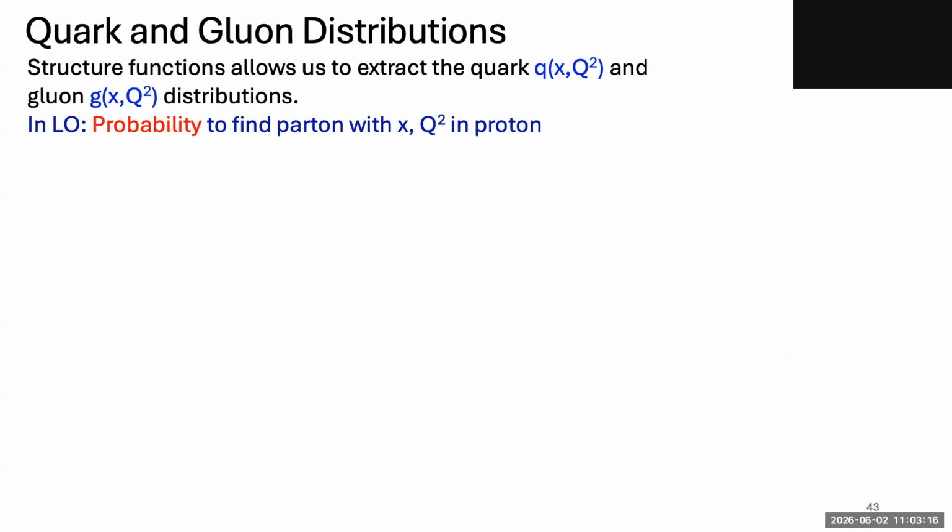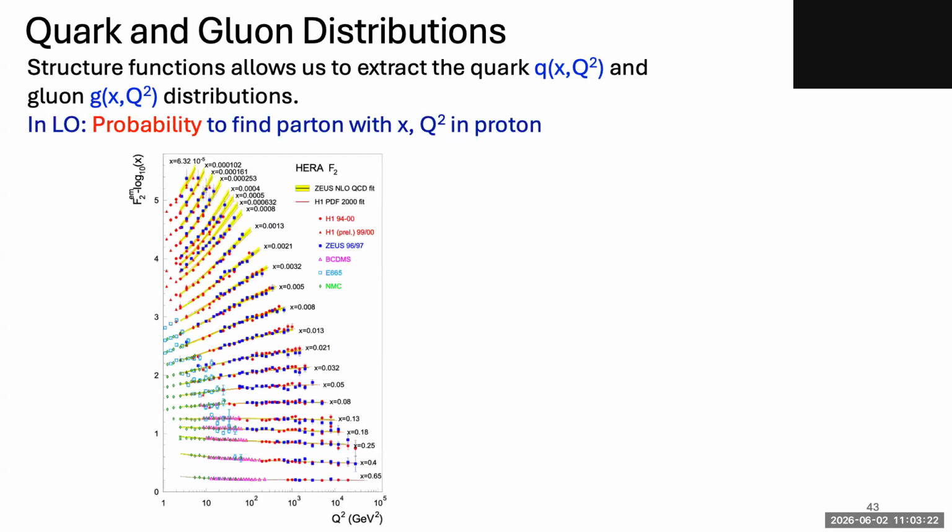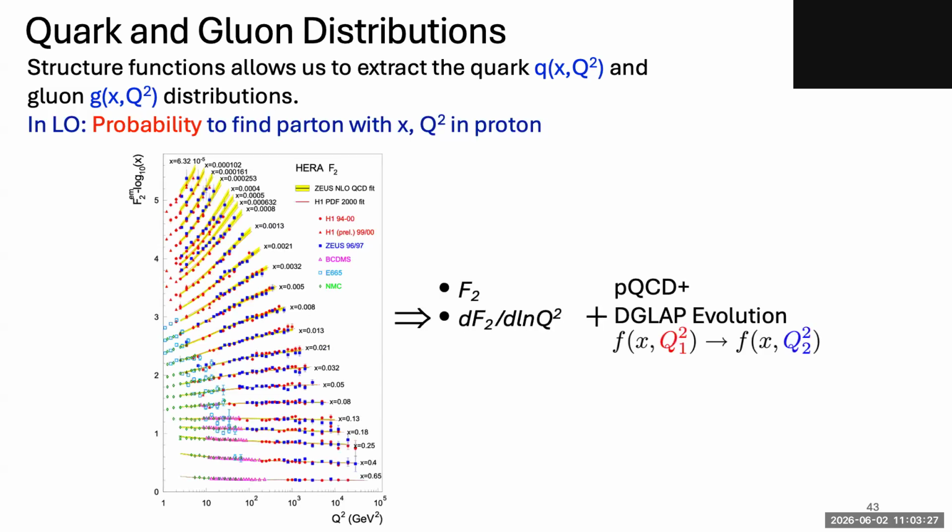The gluon and quark distribution at leading order is the probability to find a parton in the x and Q squared phase space, and this is F2. As I said, I'm repeating myself, this is described by the DGLAP evolution from one scale to the other. Don't worry about it; there will be later lectures where other instructors go through this very systematically.